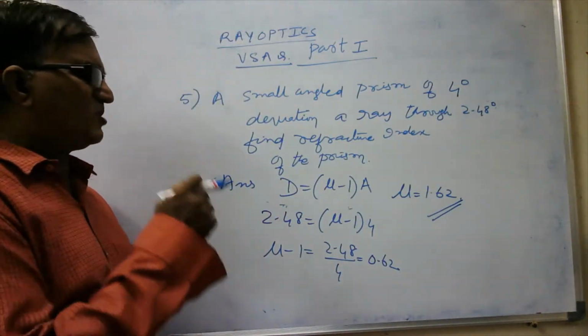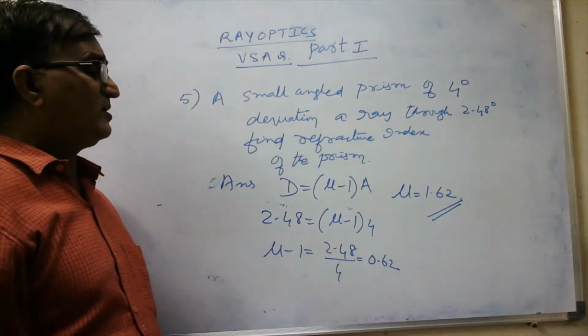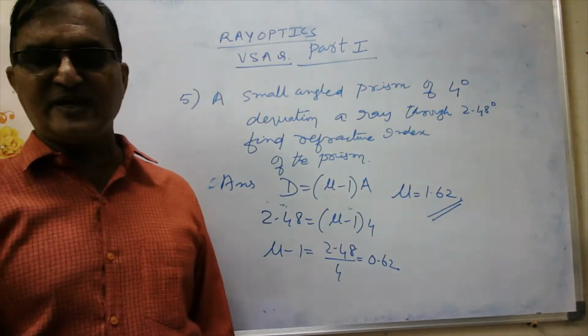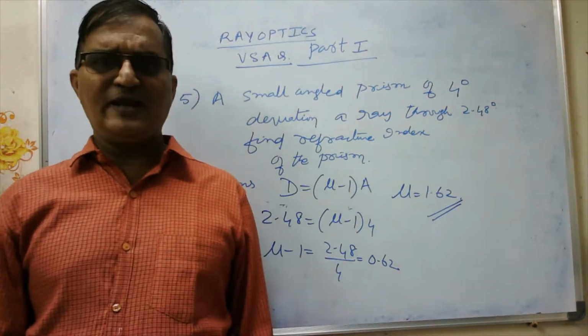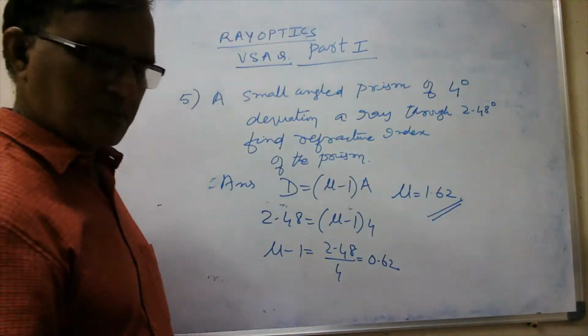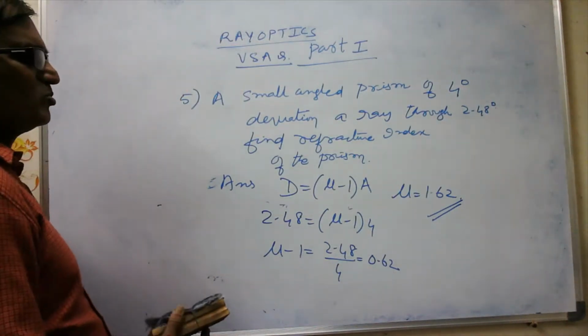Small angle prism, special formula: below 5 degrees. If the prism is below 5 degrees, then we can call it a small angle prism. Simple question, 2 marks. This is the answer you got.